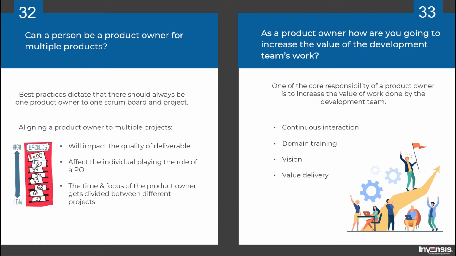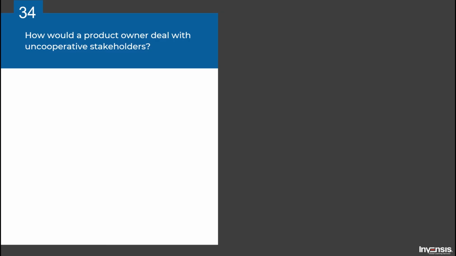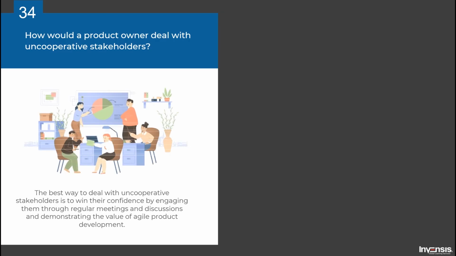How would a product owner deal with uncooperative stakeholders? The best way to deal with uncooperative stakeholders is to win their confidence by engaging them through regular meetings and discussions and demonstrating the value of Agile product development. While each individual has a different way of dealing with these bumps, in the end, product owners must always be diplomatic. The product owner should demonstrate the value of Agile product development and continue discussions. If all else fails, they should seek help from the sponsors.